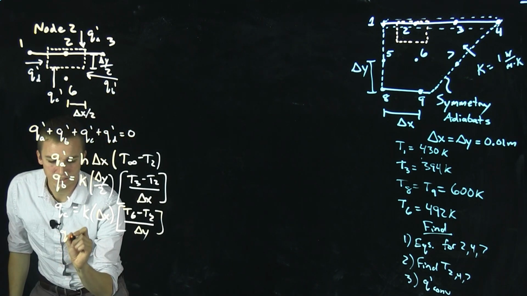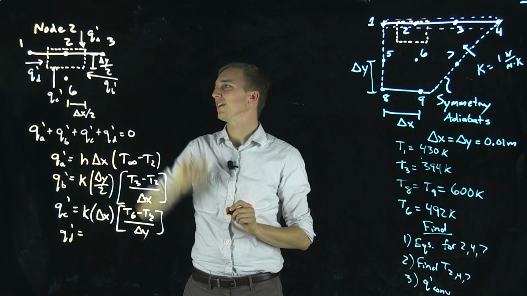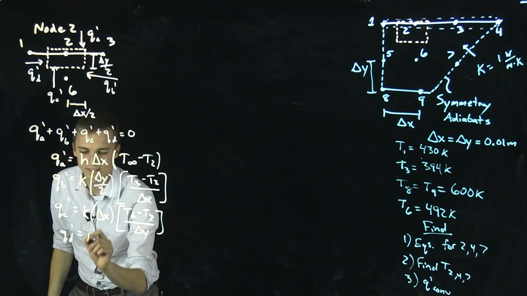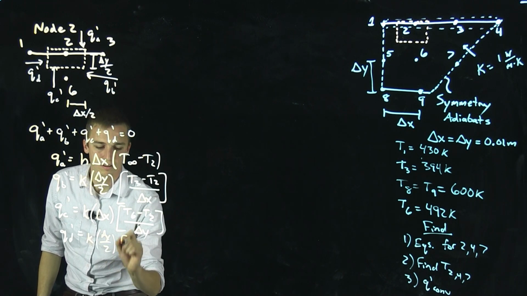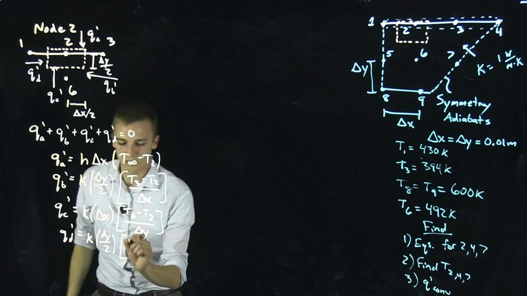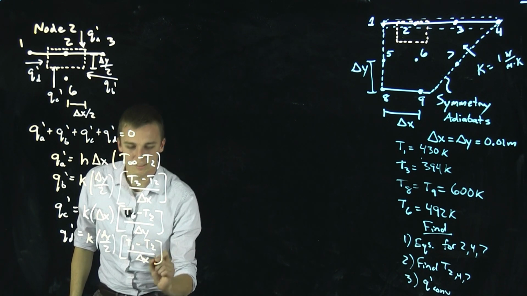Okay, finally, we need to do QD. QD looks just like QB. And so it actually ends up being an equivalent statement aside from the temperature terms. Now, we need to go in the direction of heat transfer, so 1 to 2. T1 to T2 over delta x.